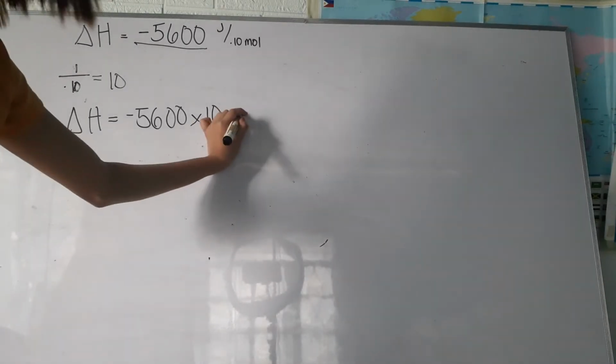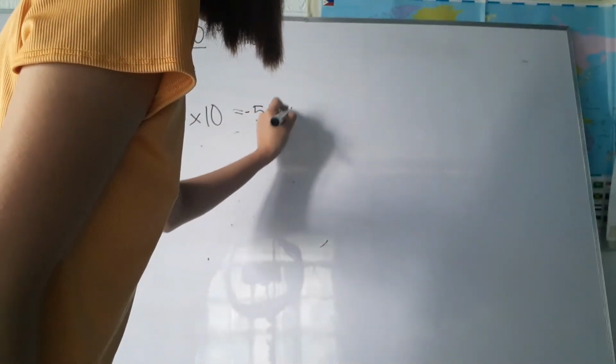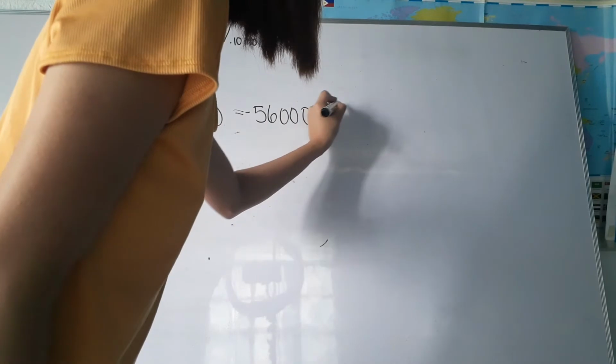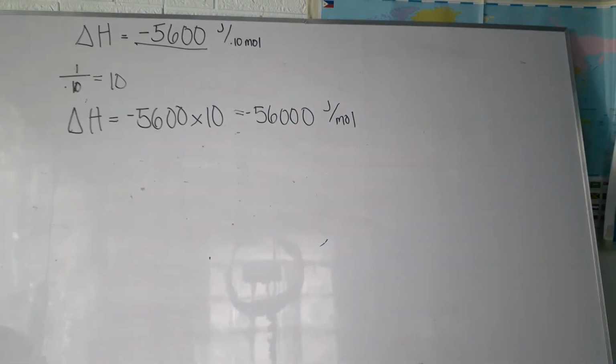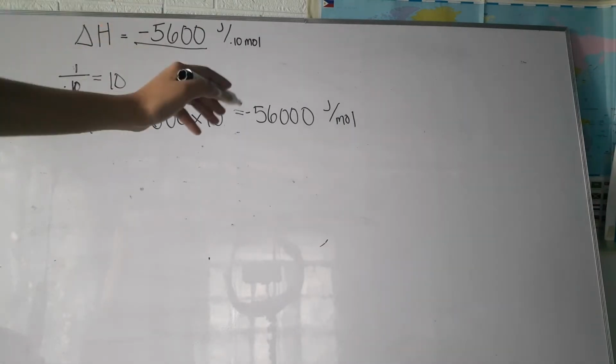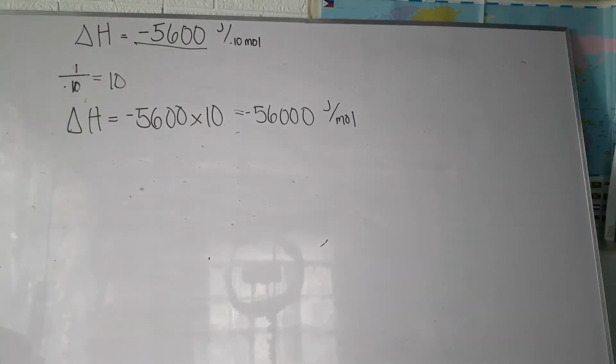And this is equal to 56,000. So, negative 56,000 joules per mole na siya. Kasi na-scale up na nga natin, di ba, yung quantity niya. So, joules per mole na siya. Ano ulit yung sinabi natin kanina? So, hindi pa yan, guys, yung final answer.